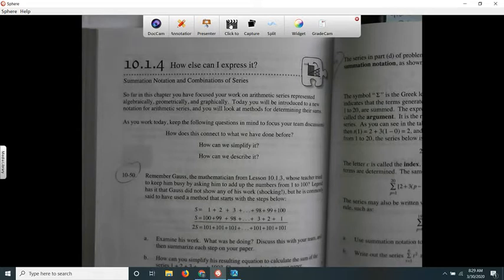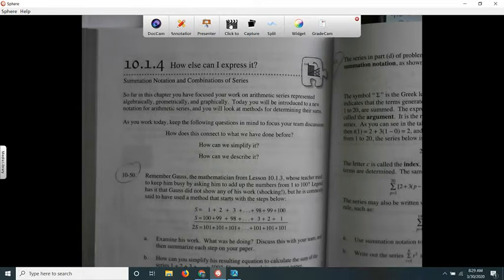How does this connect to what we've done before? How can we simplify it? And how can we describe it? So if you remember, an arithmetic series is a series that goes up by a certain amount every time. It can be represented as a line, as it's linear. It's like y equals mx plus b.